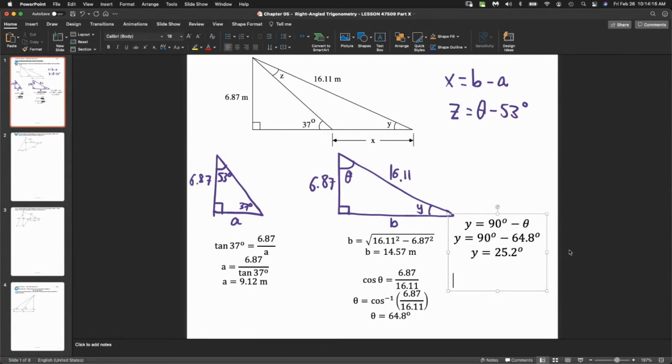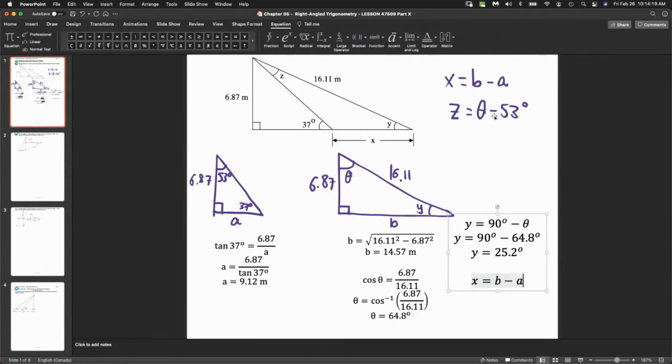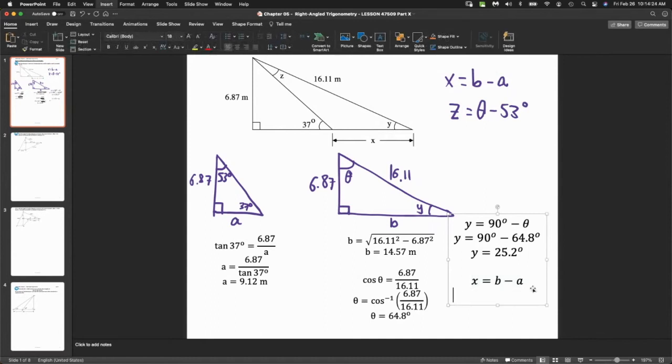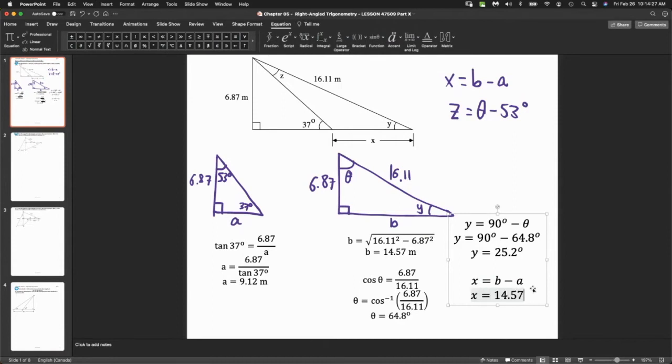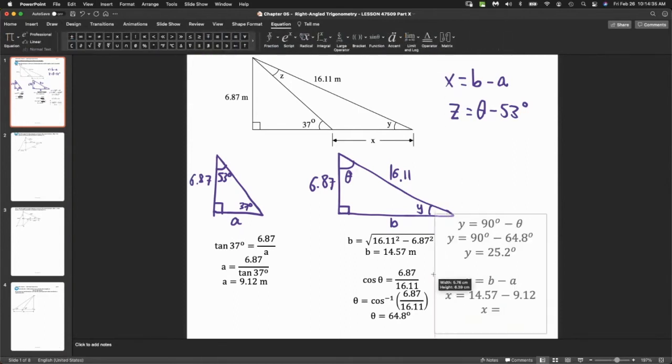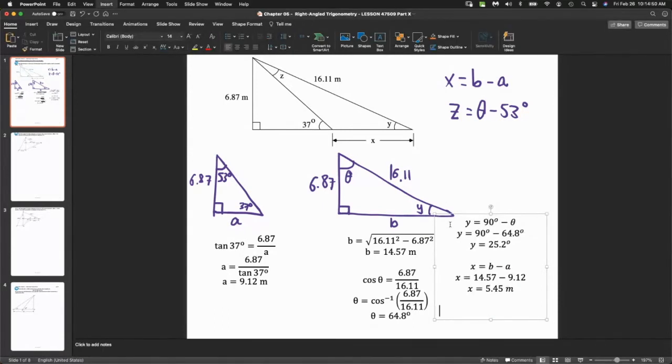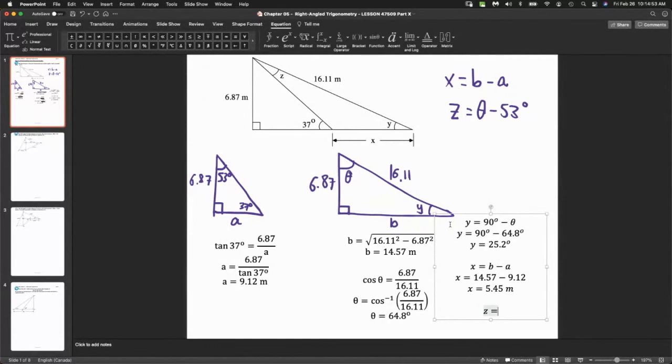Okay, let's get x next. So x equals b minus a. That's from up here. I'm just recycling my little instructions up there. x equals 14.57 minus a, which is 9.12. So x equals, wait for it, 5.45. And finally, we need z. So z is equal to theta minus 53 degrees. So that's theta we had earlier, 64.8.